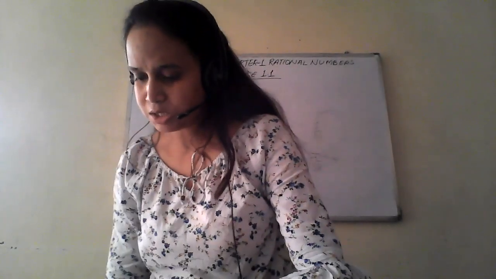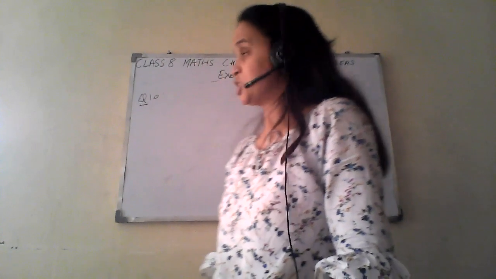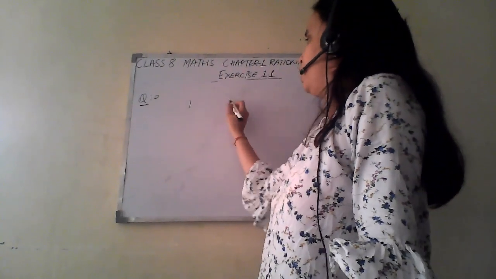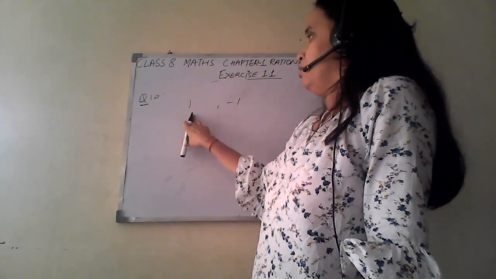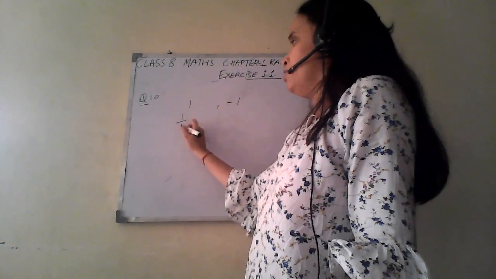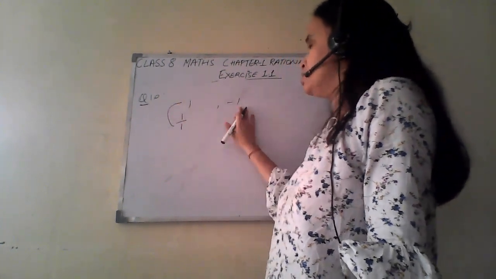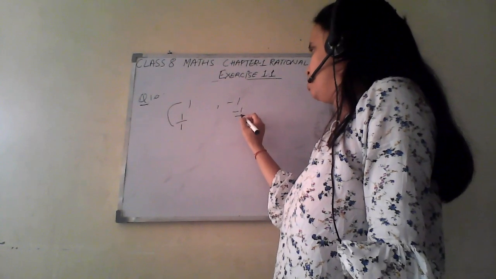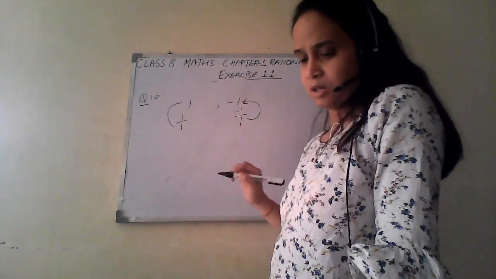Now second part is the rational number that are equal to their reciprocal. The answer will be 1 and minus 1. Its reciprocal is 1 by 1, which is again similar to 1, and this reciprocal is minus 1 upon 1, which is again similar to minus 1.